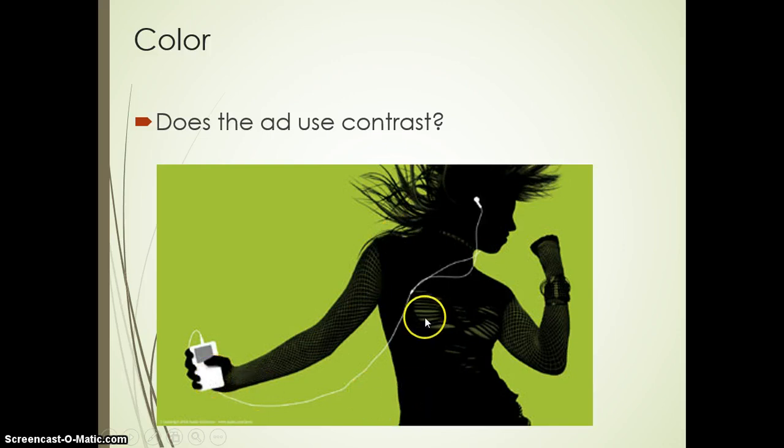Right? We would see the cord, kind of a square shape in her hand, but we wouldn't see it. By using these contrasting colors, we get to see the entire product, even though the woman is in silhouette. Right? You see the whole thing, including the earbuds.